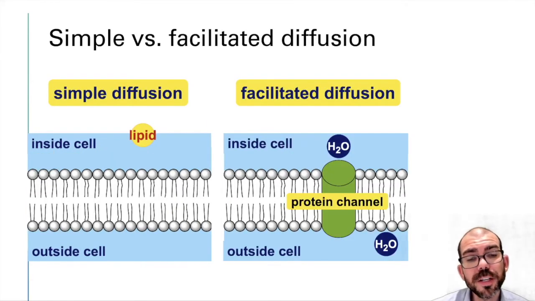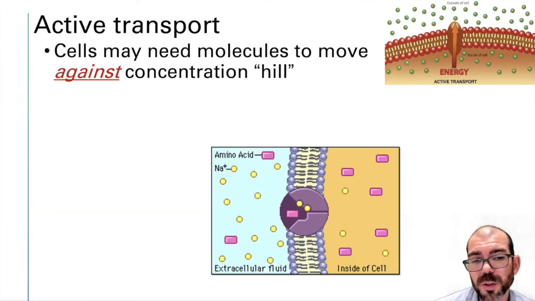So these are 2 different types of passive, or no energy required, transport. Simple diffusion is just moving from high to low across the membrane. If a protein channel is required, diffusion occurs from high to low across a protein channel, and we call it facilitated diffusion.